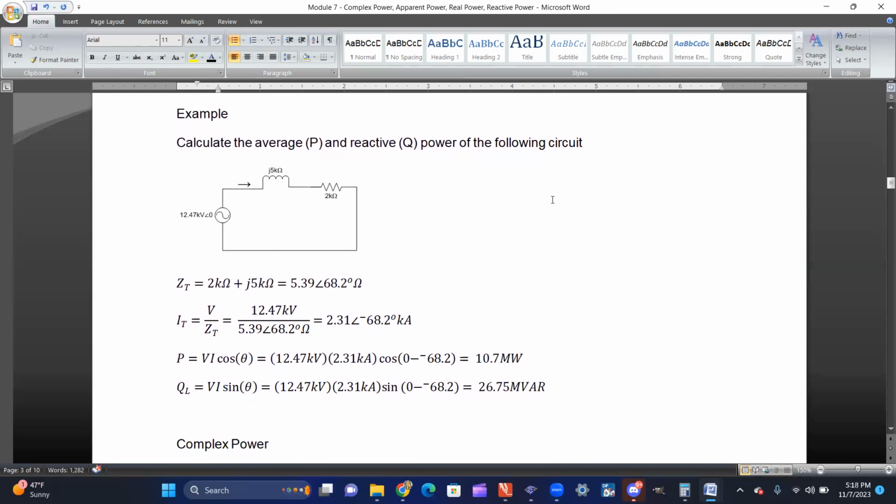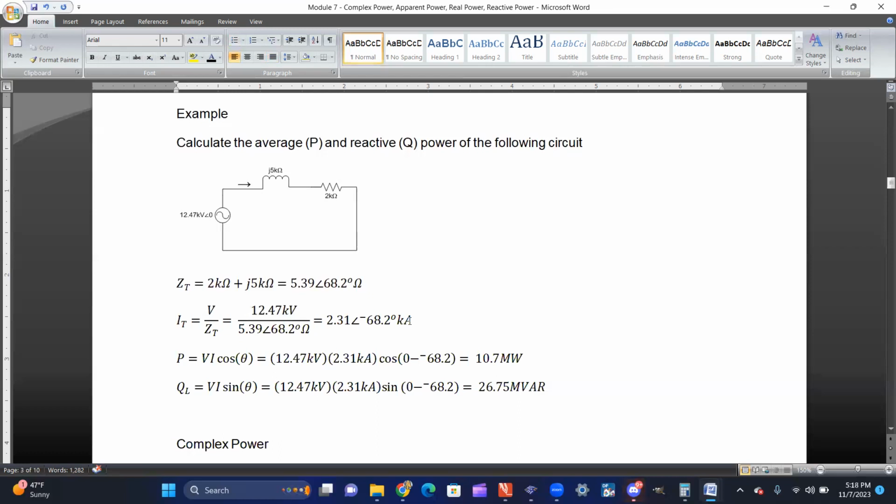All right, so here's an example. It says calculate the average power and reactive power of the following circuit. So this is a simple circuit. You got a series of inductor with a resistor. All right, so if we calculate the total impedance, we get 5.39 at an angle of 68.2. And so therefore we can calculate the total current by dividing the voltage by the total impedance. And so therefore we get 2.31 at an angle of negative 68.2.